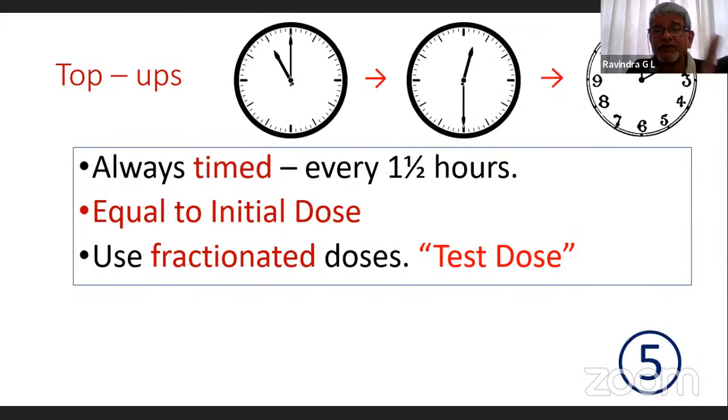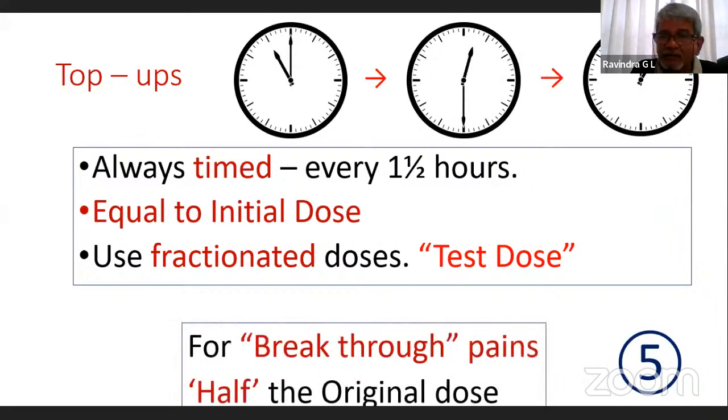So if the first dose is at 11 o'clock, the second is at 12:30, and the third dose should fall at 2 o'clock, right? Now, supposing at 1 o'clock itself, the patient complains of pain, you call them breakthrough pains.